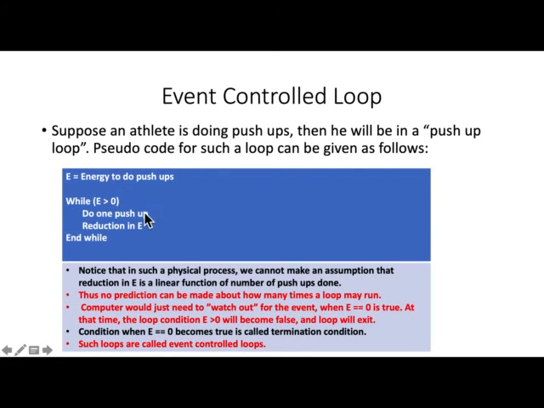Loops like that, where an event happened, in this case the athlete getting so tired that he cannot do another push-up, the event being energy 0, which we cannot predict in advance most of the time. Okay? Such loops are called event control loops. We will give more examples of event control loops as we proceed.